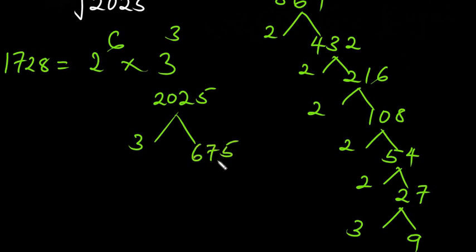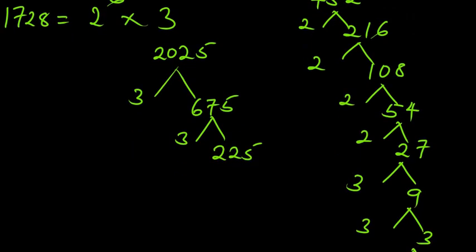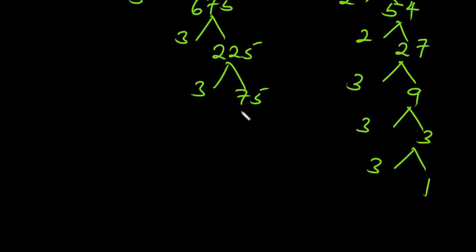Okay, so we can still further divide this by 3. So when you divide by 3, it's 225, and then we can still divide by 3. So when you divide by 3, it's 75. Okay, we can still divide by 3. So when you divide by 3, it's 25. So 25 we cannot divide by 3.